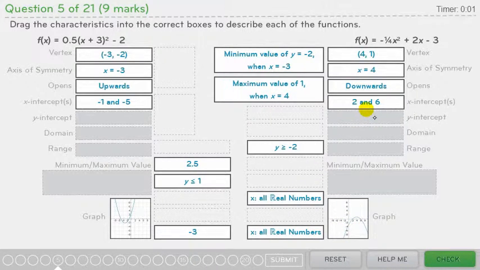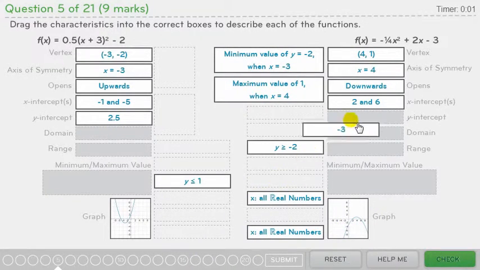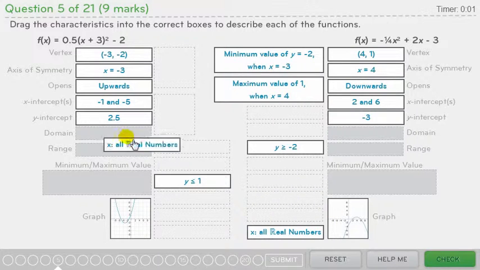Next, let's deal with the y-intercepts. The y-intercept looks to be a little higher than 2, perhaps 2.5. And the y-intercept for this graph looks to be around -3. The domain. The domain for any quadratic is all real numbers, so both of these will be the same.